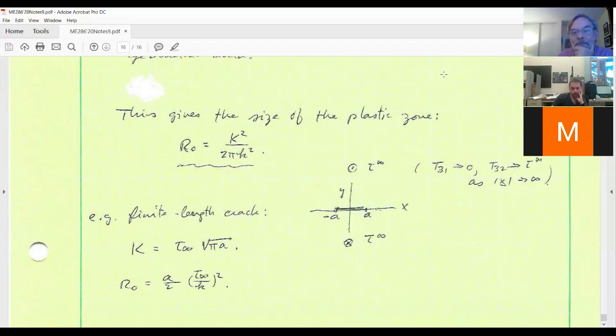Okay. Professor, can I ask you a question? Yeah. And what about mode 1 or mode 2? Because as I remember from mechanical behavior of materials, we have the same plastic zones for all of the modes. I do not know, is this an assumption? Is this some mathematical finding?